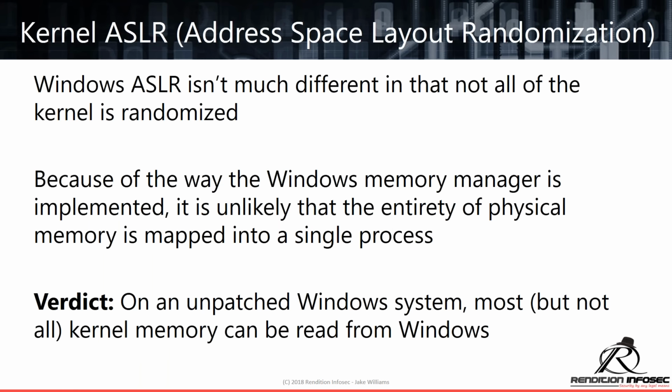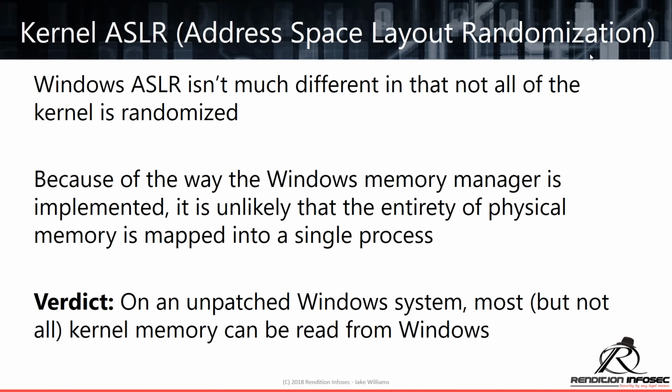Windows ASLR isn't actually much different. Not all of the kernel is randomized. I mentioned a minute ago, though, that because of the way the Windows Memory Manager is implemented, it's relatively unlikely that we can dump the entire physical address space, because of the way that memory gets mapped in the kernel and how it's visible, or not supposed to be visible but actually is because of this bug, from user space.